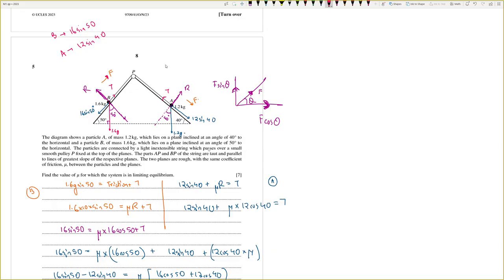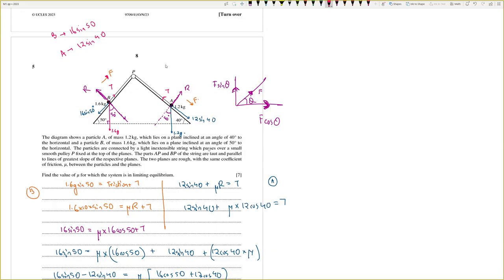I compared the components of weight for A and B. I saw that the component for B was higher, number one. So I know that B is about to fall down and A is about to go up. Since B is about to fall down, the weight must be the greatest force component, 16 sine 50. But since it's in limiting equilibrium, the component of weight must be equal to the value of tension and friction.